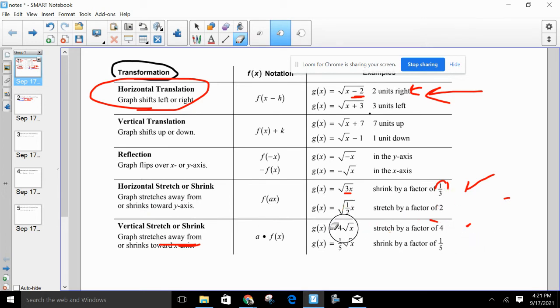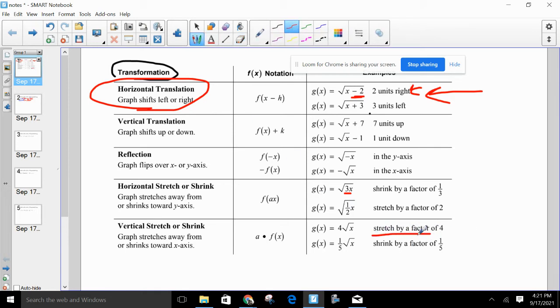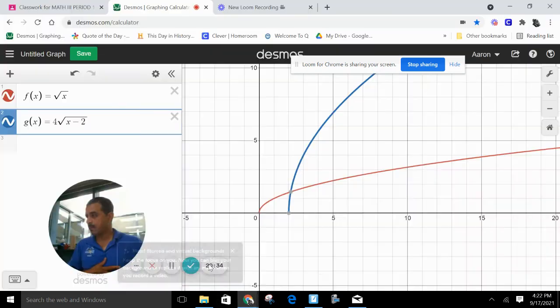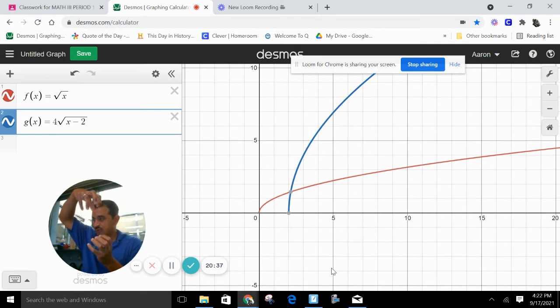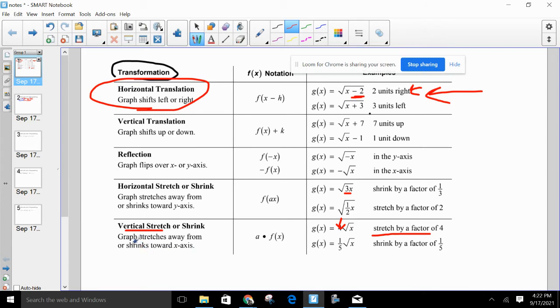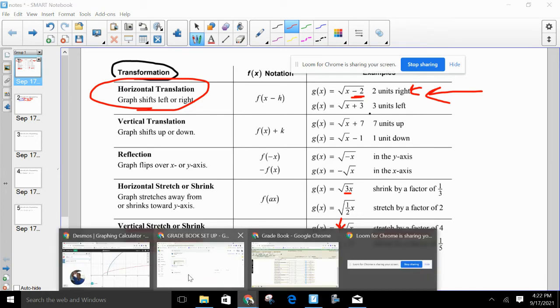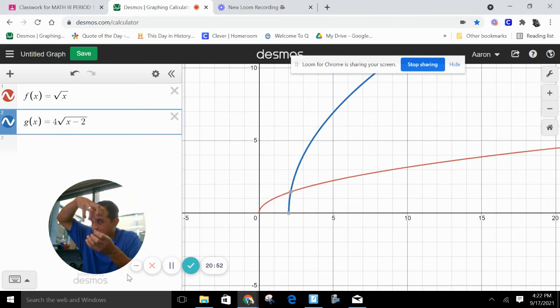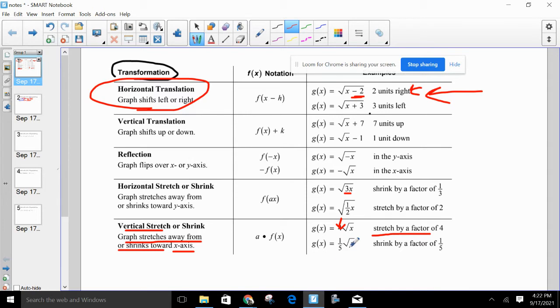So let me erase all my chicken scratch here. We're dealing with a stretch by a factor of 4, a vertical stretch, right? We took that parent function and vertically stretched it. So we're taking it away from the x-axis. Look at what it says here: the graph stretches away from or shrinks toward the x-axis. So we're stretching it away from the x-axis. So it's a vertical stretch. So here's the answer. Let's go back.